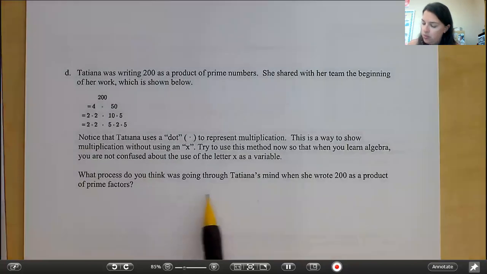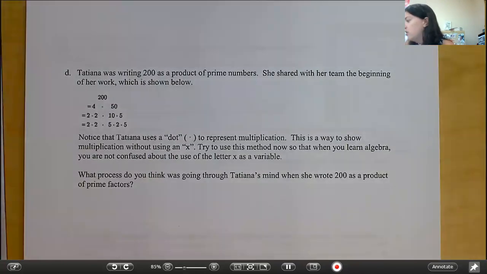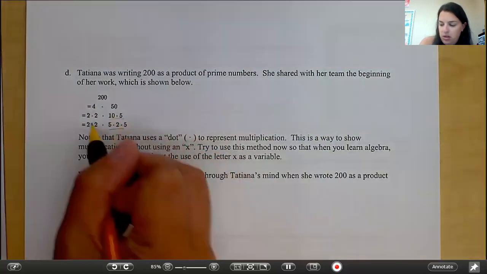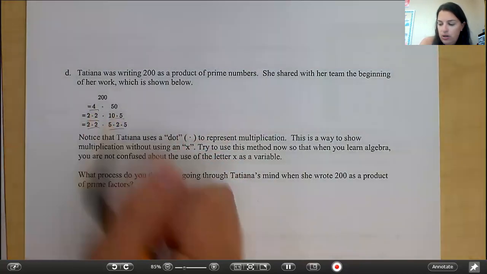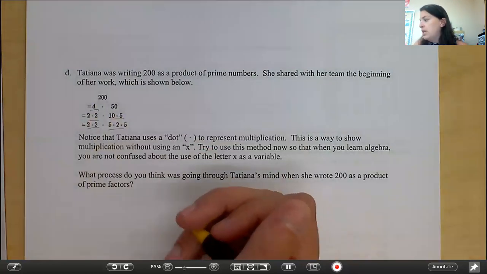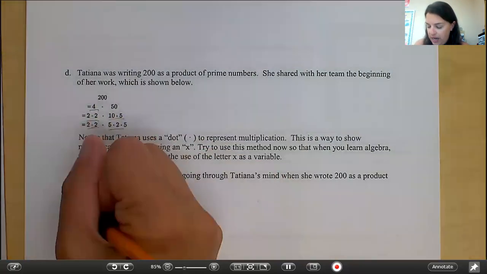What process do you think was going through Tatiana's mind when she wrote 200 as the product of prime factors? So what was she doing? Okay, well, what do you notice each time she breaks it down? Each time she breaks it down, she is only using prime factors. So she's breaking down the previous step with factors.